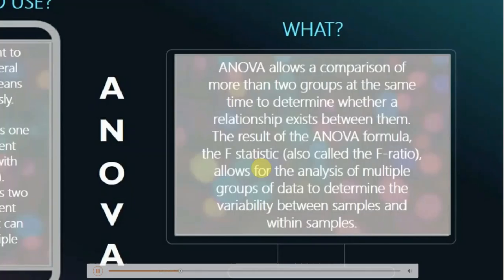Okay, let's proceed to what is ANOVA. ANOVA allows a comparison of more than two groups at the same time to determine whether a relationship exists between them. The result of the ANOVA formula, the F statistic, also called the F ratio, allows for the analysis of multiple groups of data to determine the variability between samples and within samples.